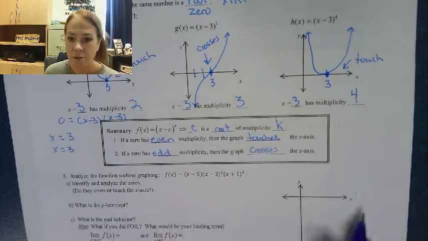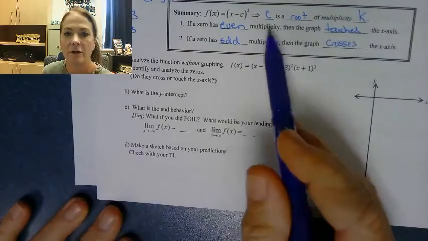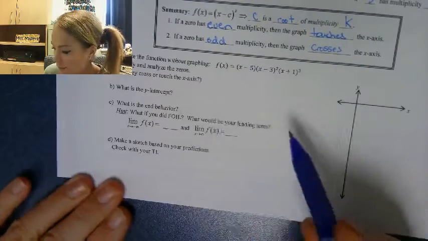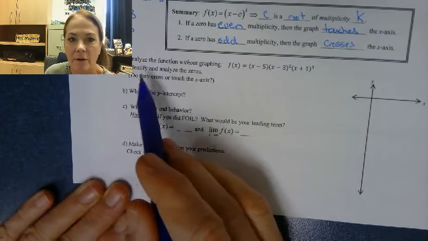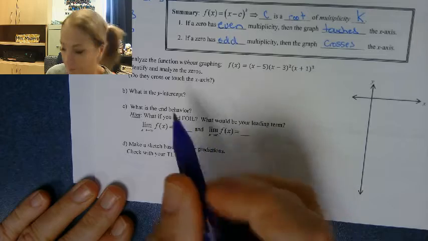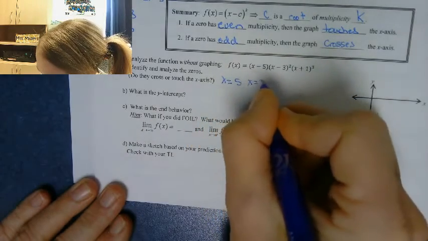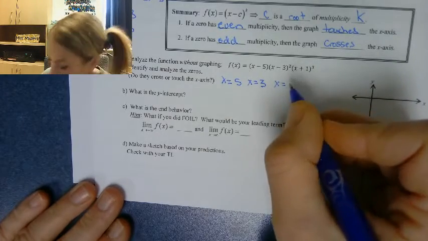Okay, so we're going to try to graph this one here without using our graphing calculator, but just all of our knowledge. So this is going to lead us through what we need to do here, and MathXL will lead you through in the same type of way. All right, so find the zeros. Just set each one of these equal to 0. So x minus 5 equal to 0 would be x equal to 5. This would be x equal to 3, and x plus 1 equal to 0 would be x equal to negative 1.